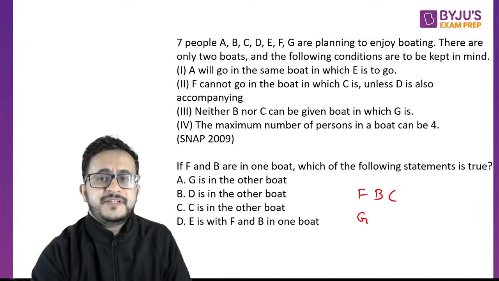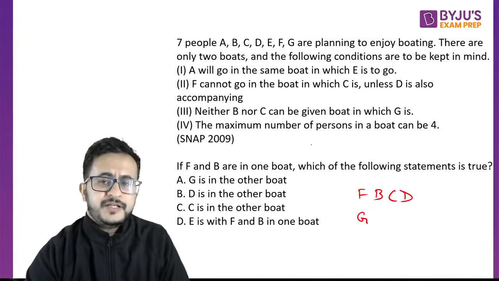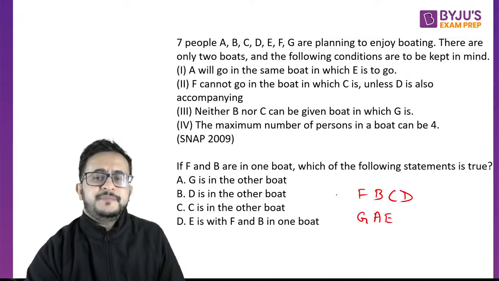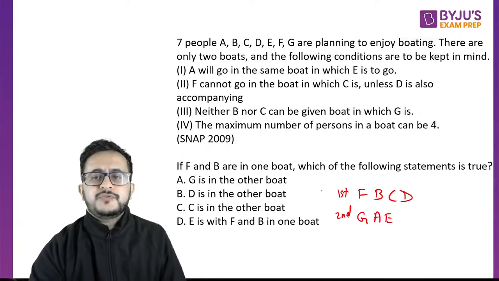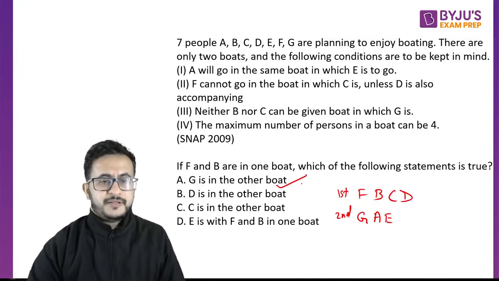F cannot go in with C unless D is also accompanying. That means D should also come here, right? So D will also come. Now what are we left with? A, E. So G, A, E will be in the first boat, and this is the second boat, right? So which of the following is true? G is in the other boat. Yes, that is true. Okay, we did not even need to complete it.